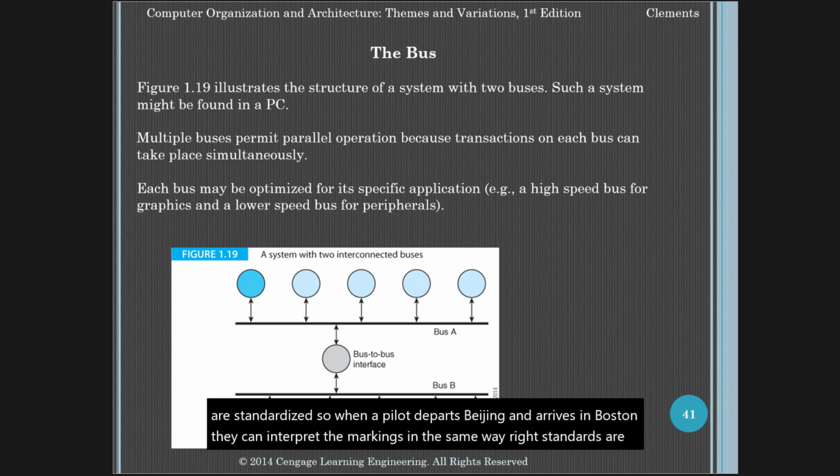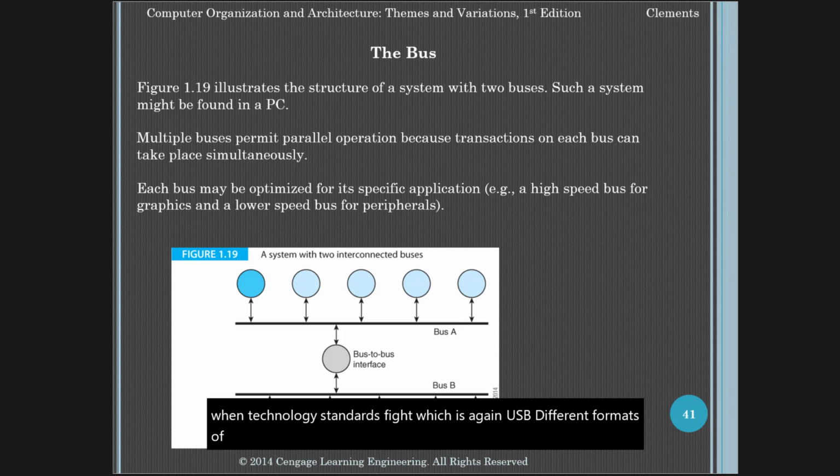And sometimes we've seen the effects of what happens when technology standards fight, which is, again, USB, different formats of USB, Apple having their own standard. Electric cars have this problem. Different types of charging ports have different types of standards, so different cars can't all use the same charging network.